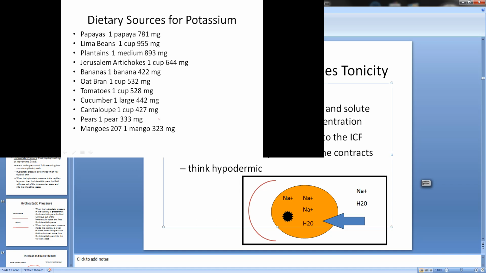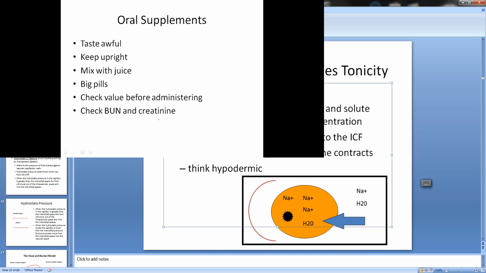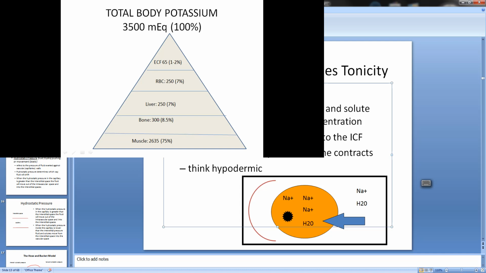Here's some sources of potassium. Eat papayas. Oral supplements, I think a lot of you have already given them. They're huge pills. It tastes awful. Better to supplement with diet if possible.